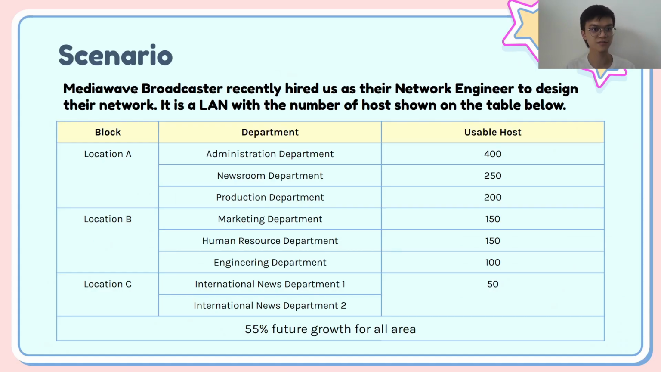First, we have our scenario for this assignment. Media Wave Broadcaster recently hired us as their network engineer to design their networks. It is a local area network with the number of hosts shown on the table below. It has three locations, A, B, and C. The scenario also requires us to add 55% for future growth for every area.